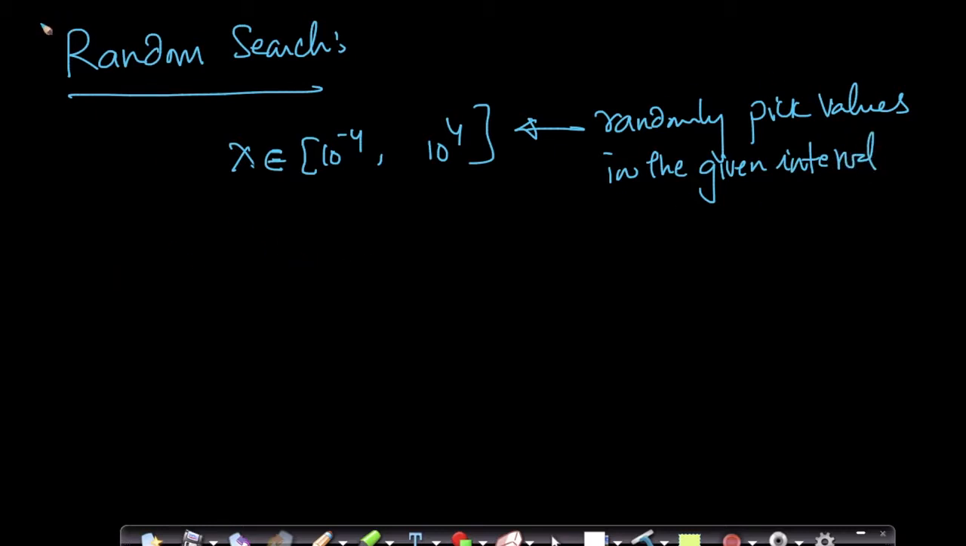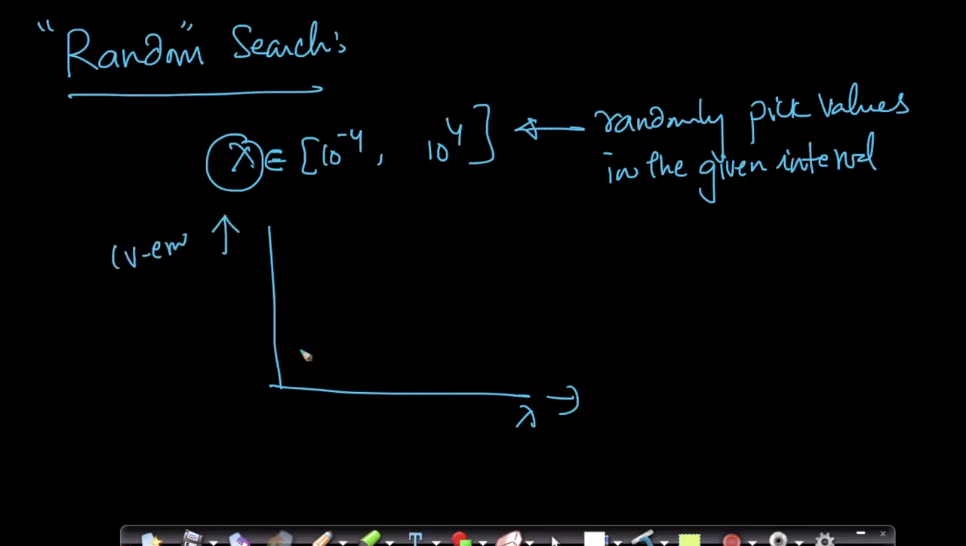As the name suggests, it's literally random. You search for hyperparameters randomly, which means if these are your values of lambda and these are your cross-validation errors, and I know the values lie between 10 power minus 4 and 10 power 4, I will randomly pick a bunch of points here. For every point, I'll compute the cross-validation error and get a plot. Amongst the random values, whichever has the lowest error, I'll pick as my value. That's what random search means.